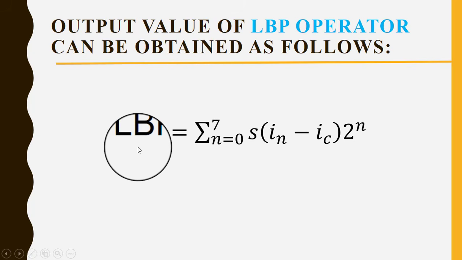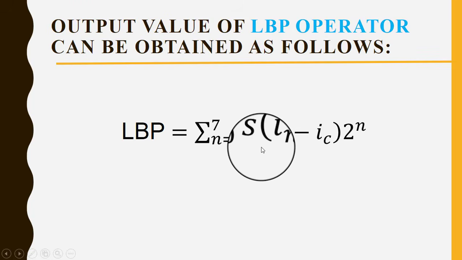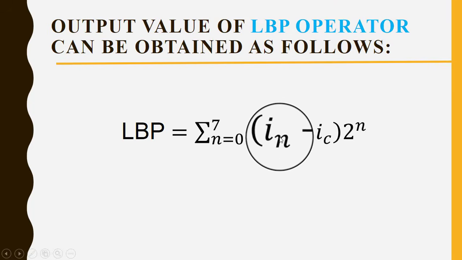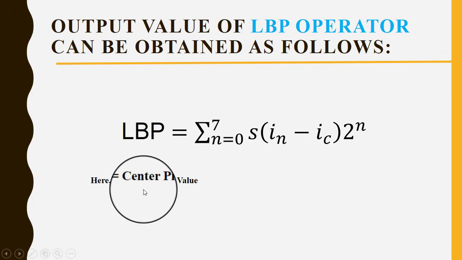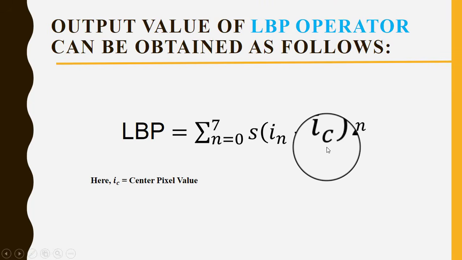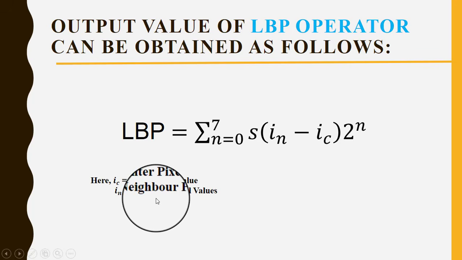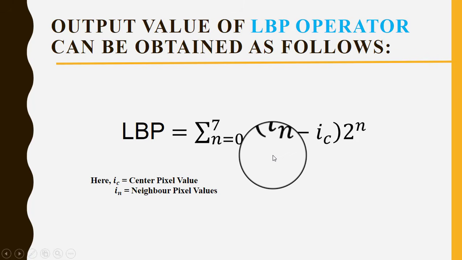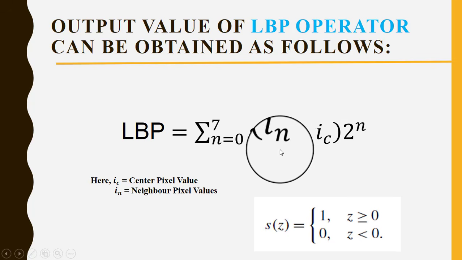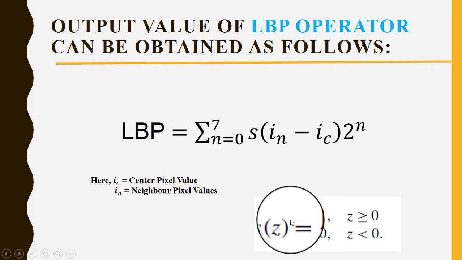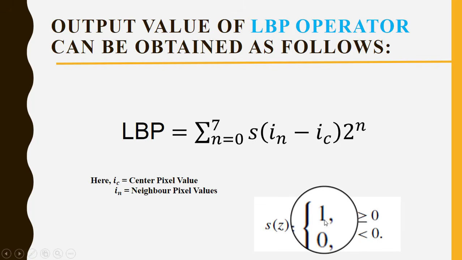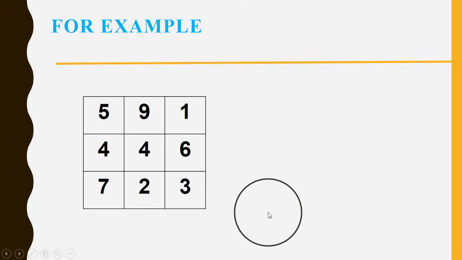Next, this is the LBP operator. The value of n goes from 0 to 7, and we compute In minus Ic. Here Ic is the center pixel value, and In are the neighbor pixel values, the pixel values around the center pixel. The value of g is computed by this: if g is greater than or equal to 0, then we put 1. If it is less, then 0.